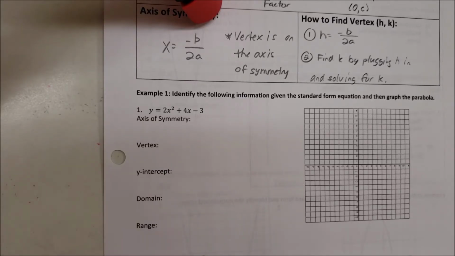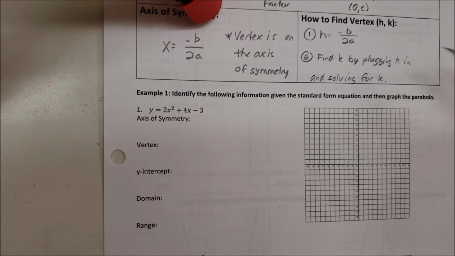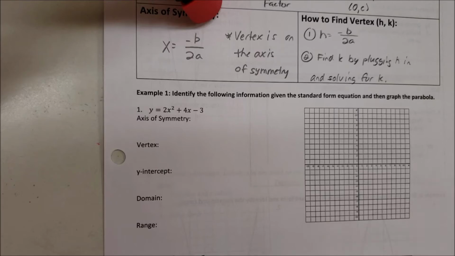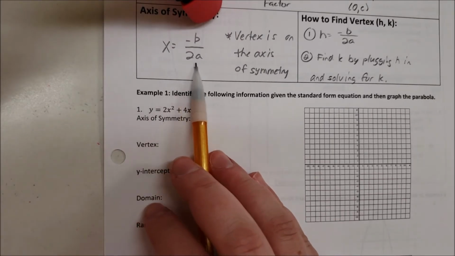So based on the information that we just copied down from the chart up here, we can now use that to take a standard form equation and come up with the important pieces of information that are going to help us create a graph. So we're going to start with the axis of symmetry, which we know we find using this equation.